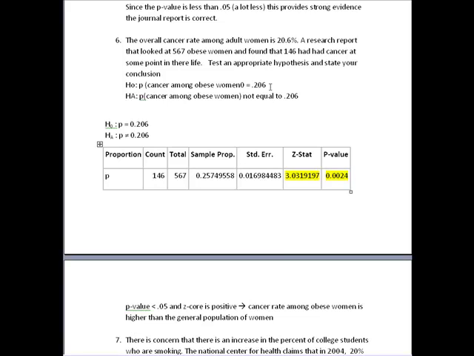So we're going to be rejecting the null hypothesis. There is a difference in the cancer rate. And since the z-score is positive, this says that the cancer rate among obese women is higher than the general population.